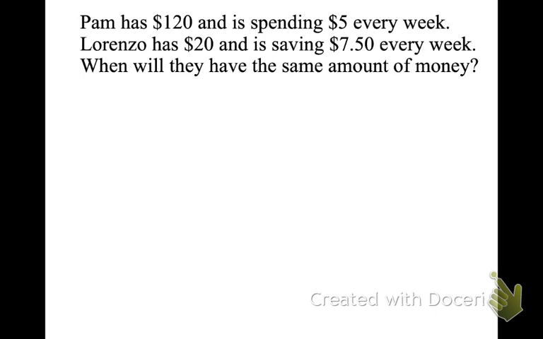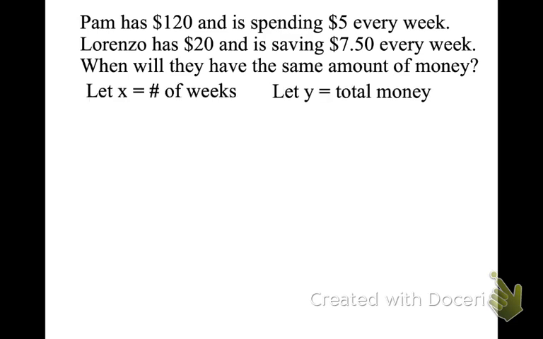Logan? Emerson? Okay, the money you have in your account and your weeks. And what's the dependent? The money depends on what week it is. So X is your weeks and Y is the amount of money you have, the total money in the account. So now what's the first equation going to look like?